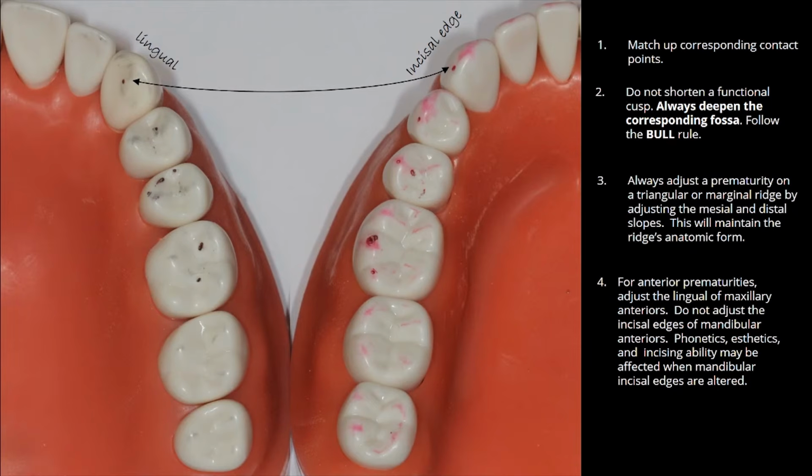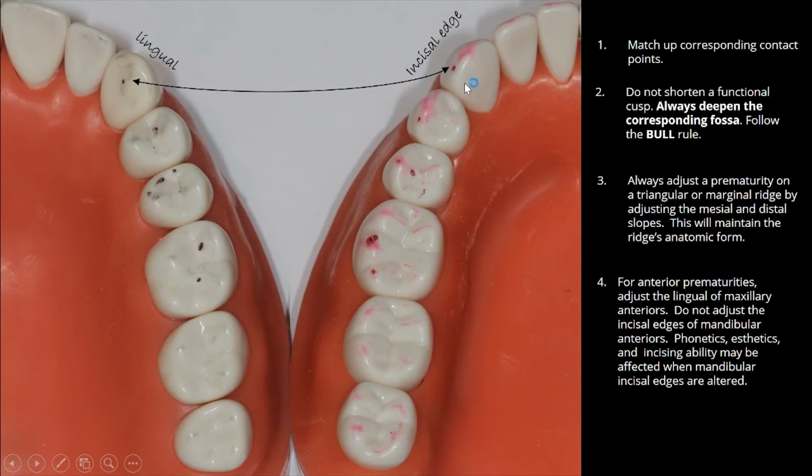Alright, so principle number 4, when we get to the anterior teeth, we're going to have contact between the mandibular incisal edge and the lingual surface of the maxillary anterior teeth. So the question is, well, which of the 2 should we adjust? And what's going to inform our decision is we want to maintain this idea of phonetics, aesthetics, and incising ability.